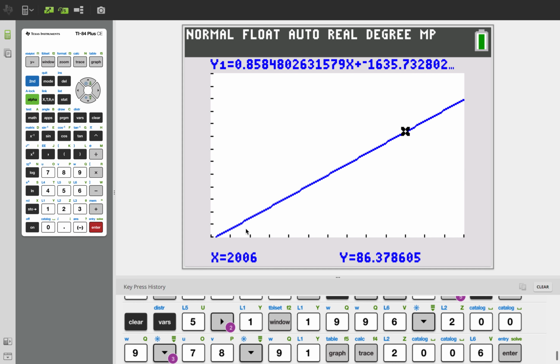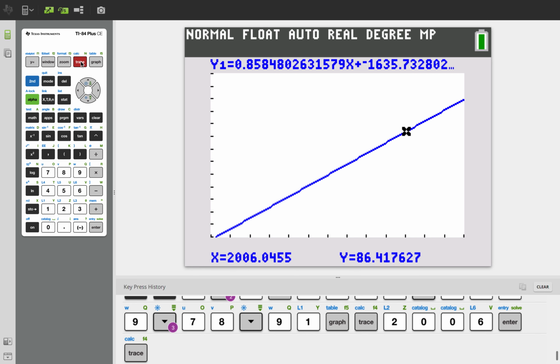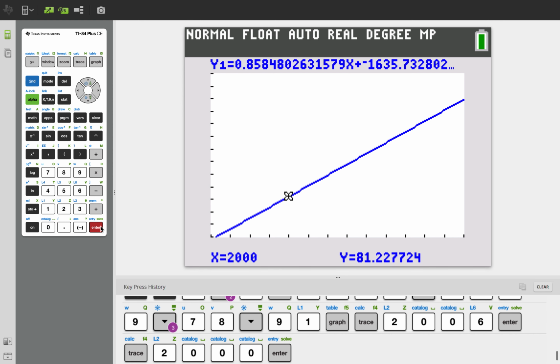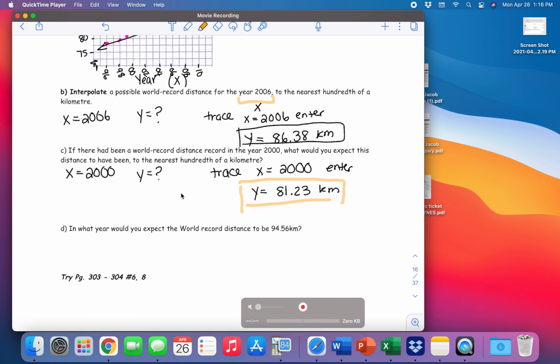So in your graphing calculators, you should be putting now TRACE, year 2000, ENTER. And this is the world record distance. Again, they want you to round to the nearest hundredth of a kilometer, so 2 decimal places, so 81.23 kilometers is your answer. And then I'll just highlight that. So that's my answer right here, round to 2 decimal places. Okay, so I wrote that down. So there's my steps and there's my answer.